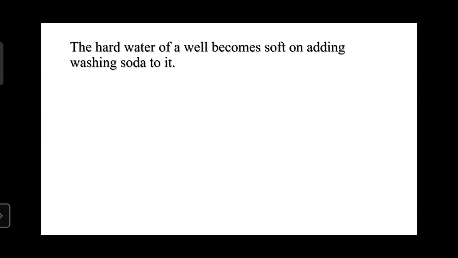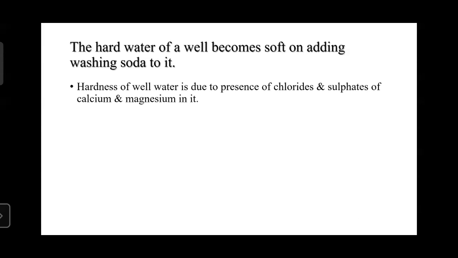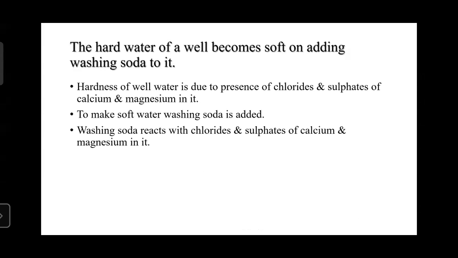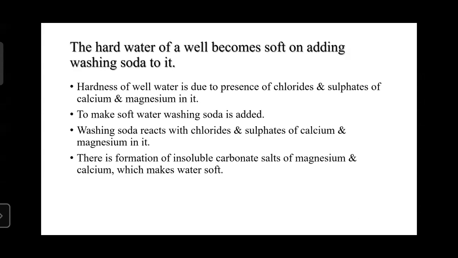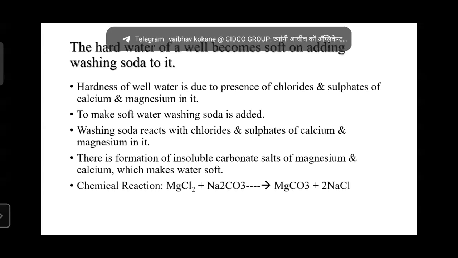Next, hard water of the well becomes soft on adding washing soda to it. Hardness of well water is due to presence of chlorides and sulfates of calcium and magnesium in it. To make soft water, washing soda is added. Washing soda reacts with chlorides and sulfates of calcium and magnesium, and there is a formation of insoluble carbonate salts of magnesium and calcium, which makes water soft. That is the chemical reaction: MgCl2 plus Na2CO3 gives MgCO3 plus 2NaCl.